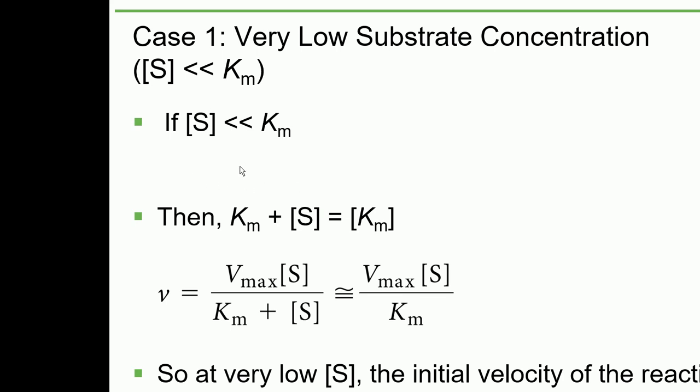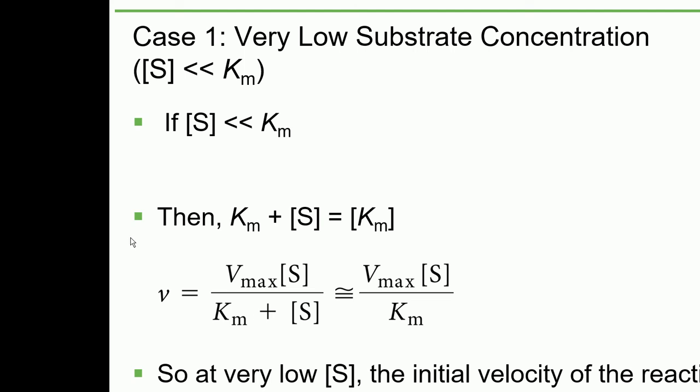In the first case, the substrate concentration is very low, which means that Km plus S is approximately equal to Km, because S is very small. In this formula, V is equal to Vmax multiplied by S divided by Km plus S. When S is very, very small, this value is actually Km. So the relationship becomes V is equal to Vmax multiplied by S divided by Km.